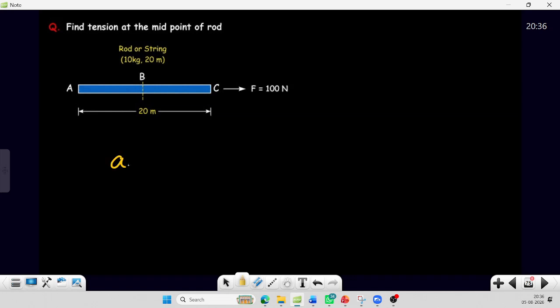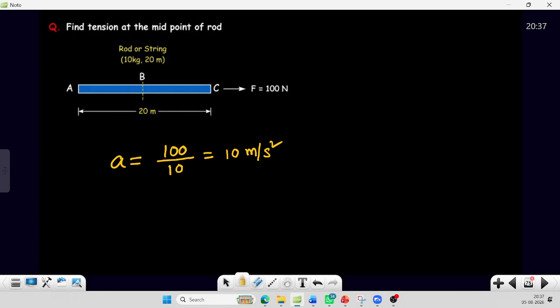The force is 100. Acceleration equals net force by total mass. How much is the force we applied? 100. Yes, and the mass is 10 kg. That means how much, tell me now? 10 meters per second square. Got it first? Now, they ask to find the tension at the midpoint. Does the rod have mass or not?